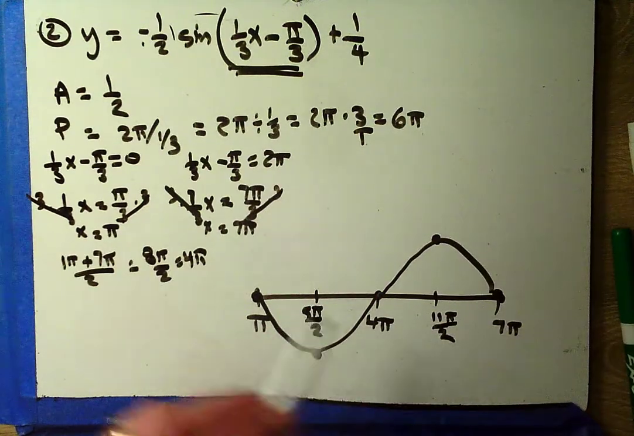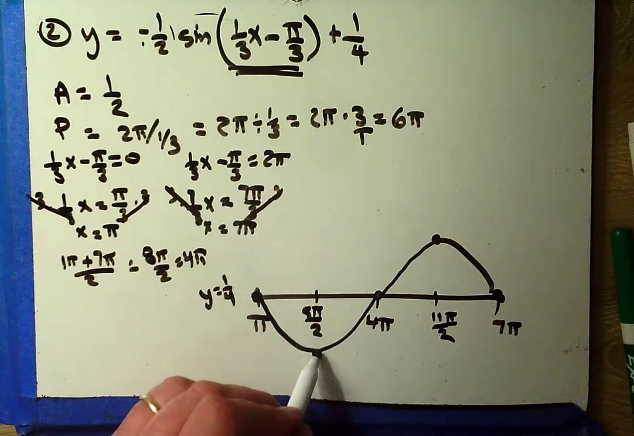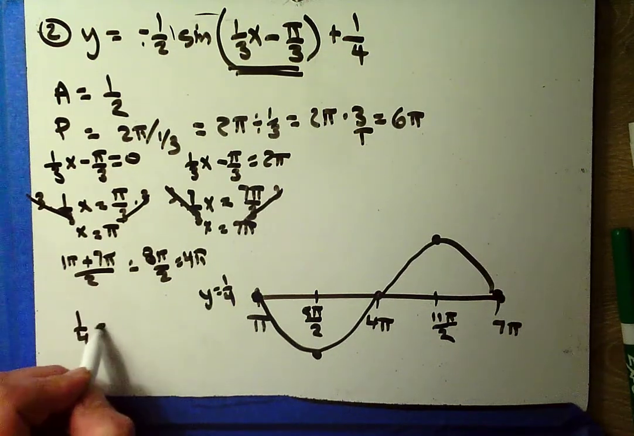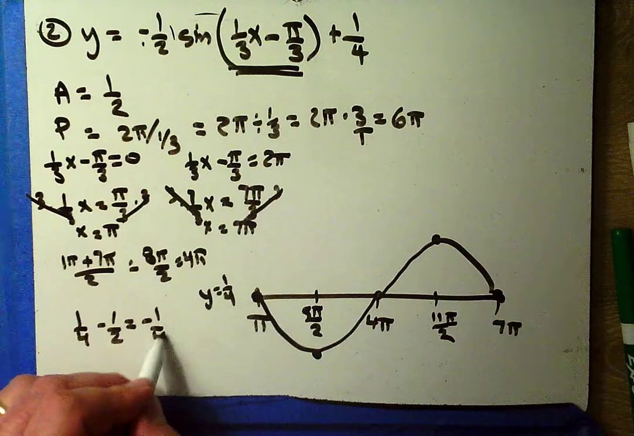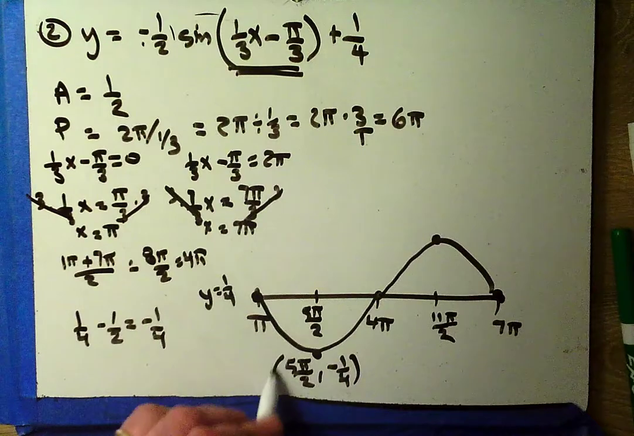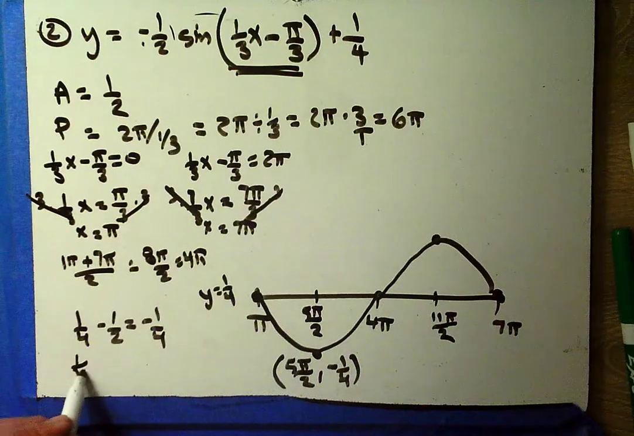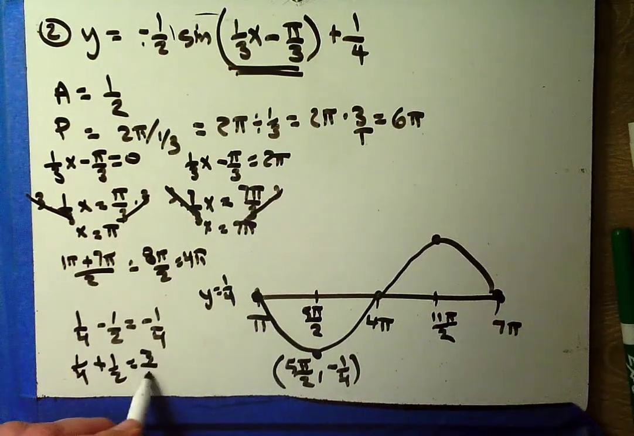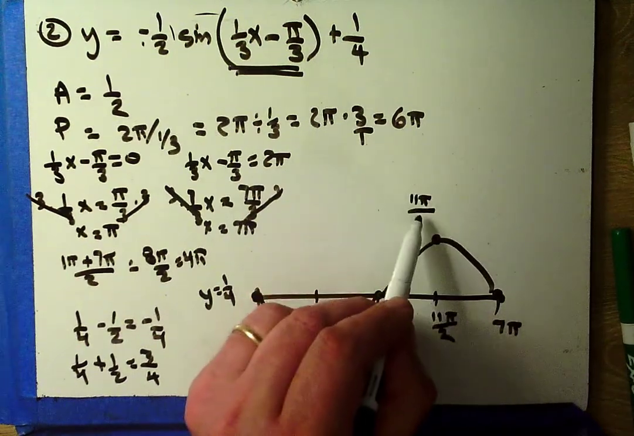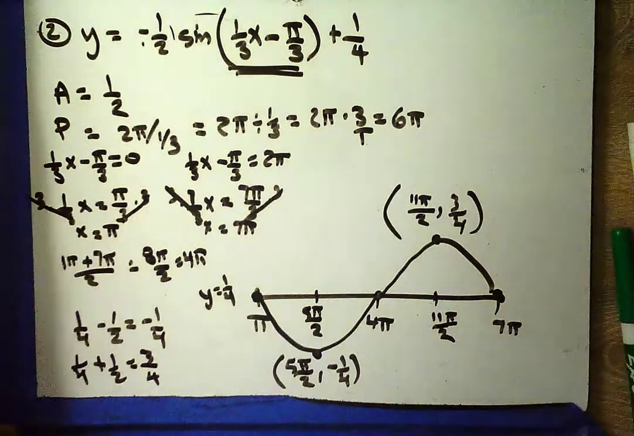Now, we know that this is y equals 1/4 here. We go down 1/2 from there. So we want to do 1/4 minus 1/2. And that's going to give me 5 pi over 2, negative 1/4. And for this one, we're going to go 1/4 plus 1/2, 1/4 plus 1/2 for positive 3/4. So 11 pi over 2 comma 3/4. All right, there's number 2.